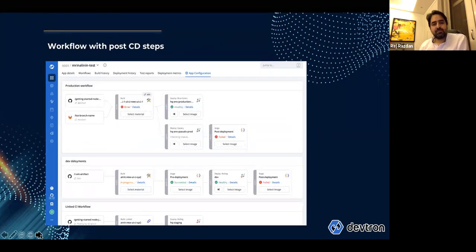This screenshot talks essentially about the post CD steps, etc., workflows, and what you can define at different stages with respect to the workflow, build history, deployment histories, etc.